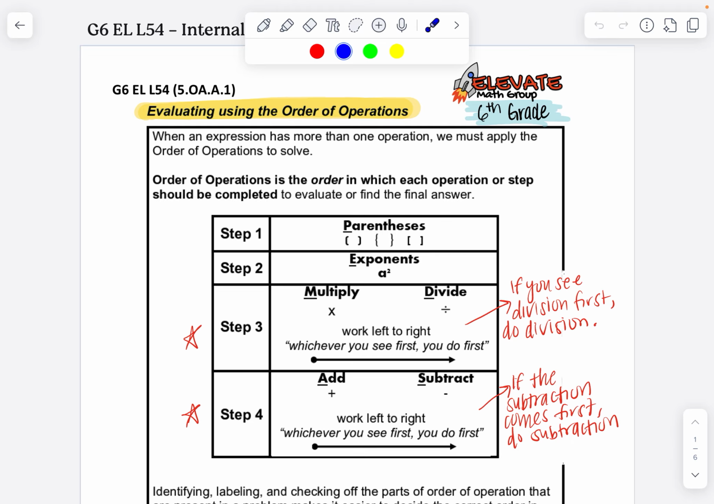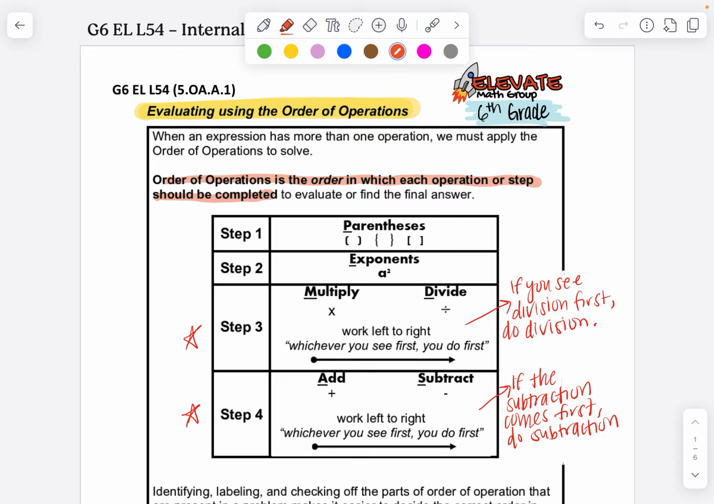So we typically know order of operations as PEMDAS. However, it is a little bit more complex than that, right? Here it says, when an expression has more than one operation, we must apply the order of operations to solve. Order of operations is the order in which each operation or step should be completed to evaluate or find the final answer. So when there is more than one operation, there is a method to the madness.